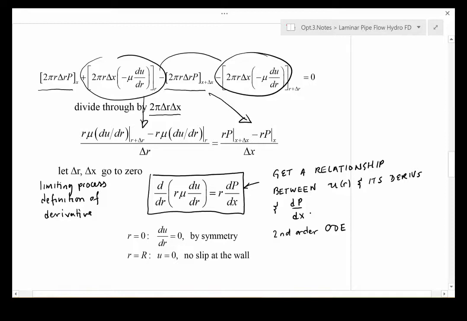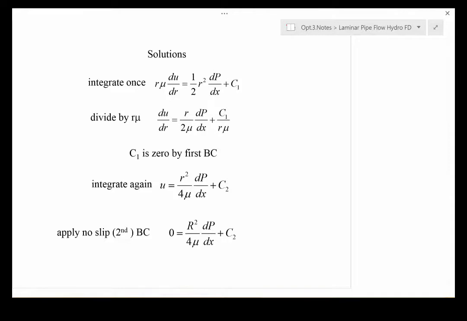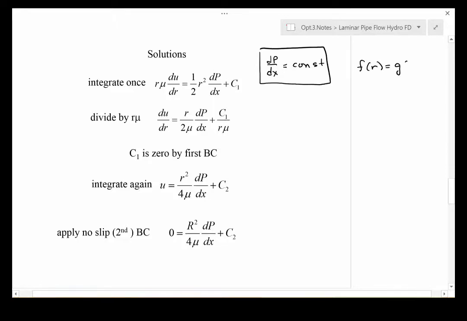For all differential equations there are boundary conditions, and there are two boundary conditions for this problem. At r equal to 0, a symmetry condition which says the velocity field is symmetric, du dr is equal to 0, and u is equal to 0 on the wall. So that's our no-slip condition. Because both of these terms are equal to a constant, dp dx is a constant. The reason is that we had this function of r equaling this function of x, and this means that they're both equal to some constant.